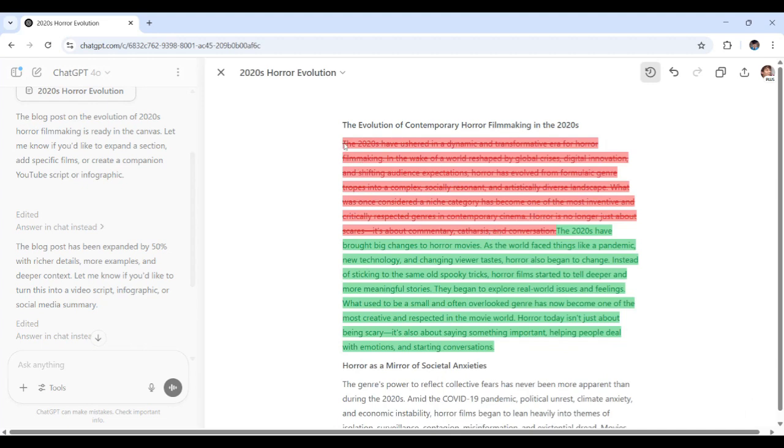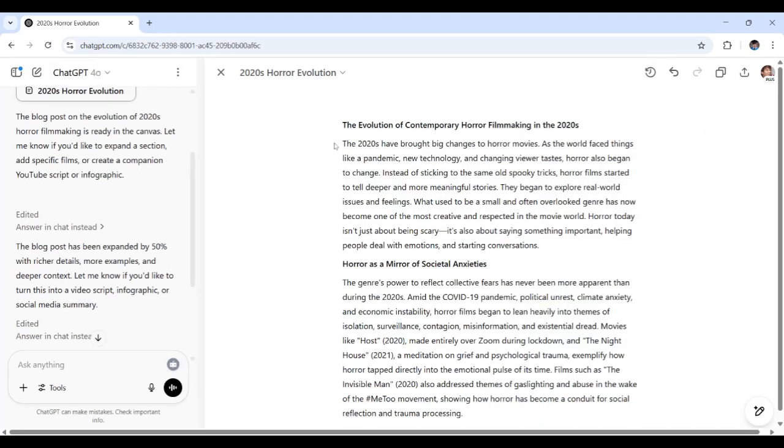So here is the former. It says the 2020s have ushered in a dynamic and transformative era for horror filmmaking. And for this, there we go. The 2020s have brought big changes to horror movies. See how it's much simpler, and as it goes on with the rest, like in the wake of the world reshaped by global crisis, and as the world faced things like a pandemic. See, it's similar tone and context, but very different in how it was worded. Notice the difference in that feature that could help you simplify the wording.